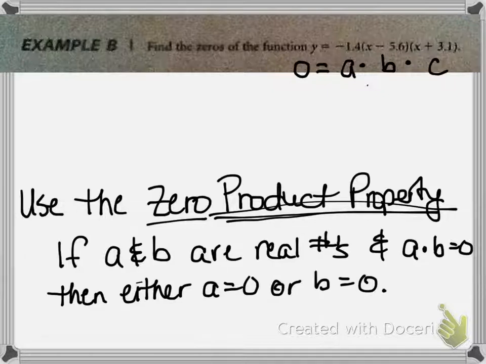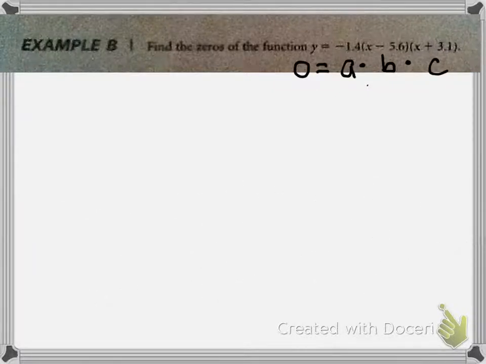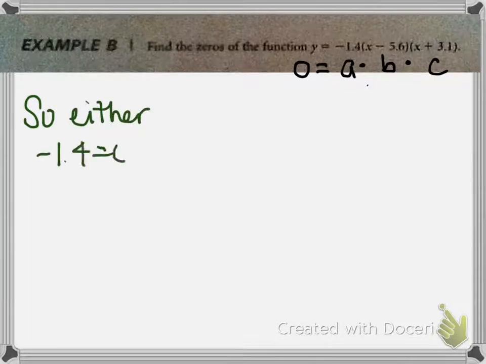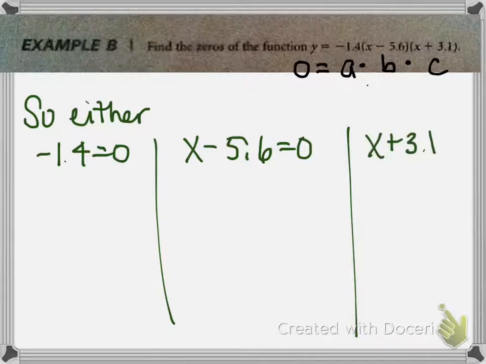So let's write this one out. So we would say that either negative 1.4 has to equal 0, or x minus 5.6 has to equal 0, or x plus 3.1 has to equal 0. Well, negative 1.4 equaling 0, this is not possible. So this guy's out.